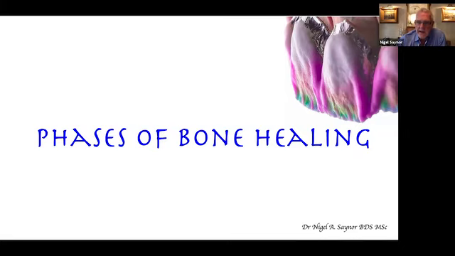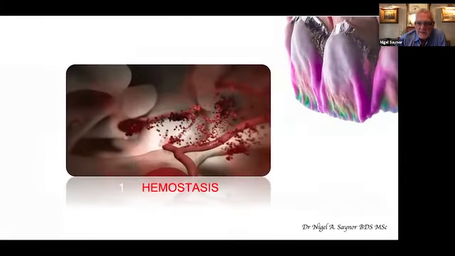So let's look again at what the phases of bone healing are. The first phase that we are looking for is hemostasis. We obviously need to get that site to bleed. We need to interfere with the blood vessels. We need to get the platelets breaking up, and they need to start the process of bleeding going on into our site.